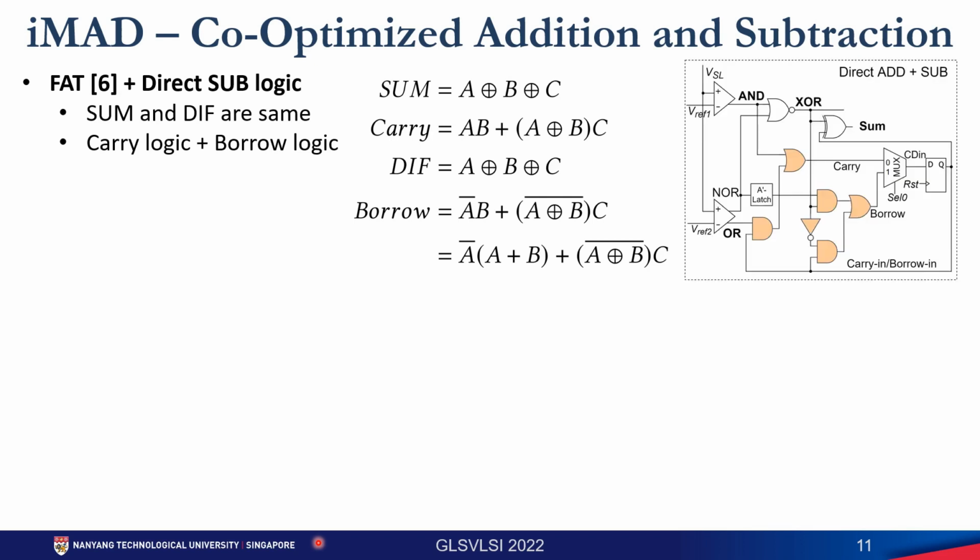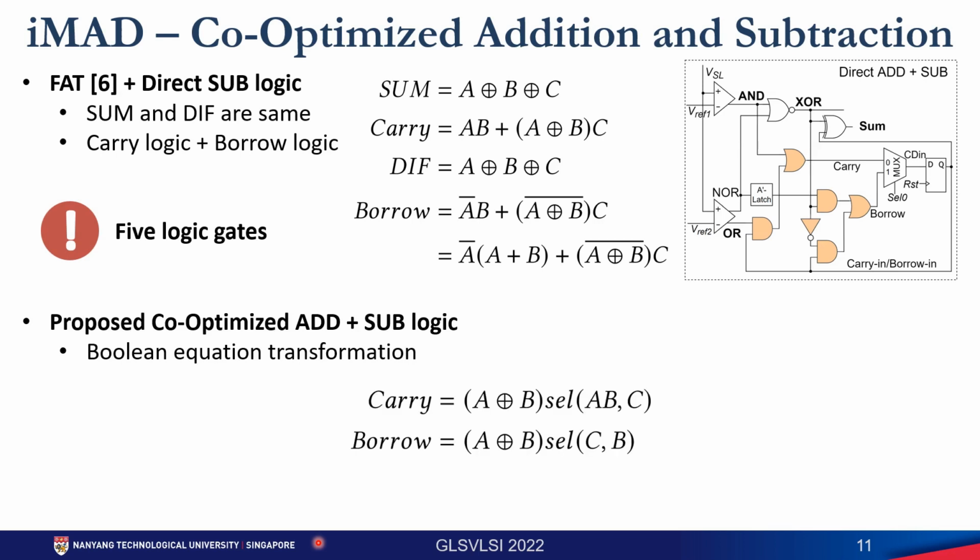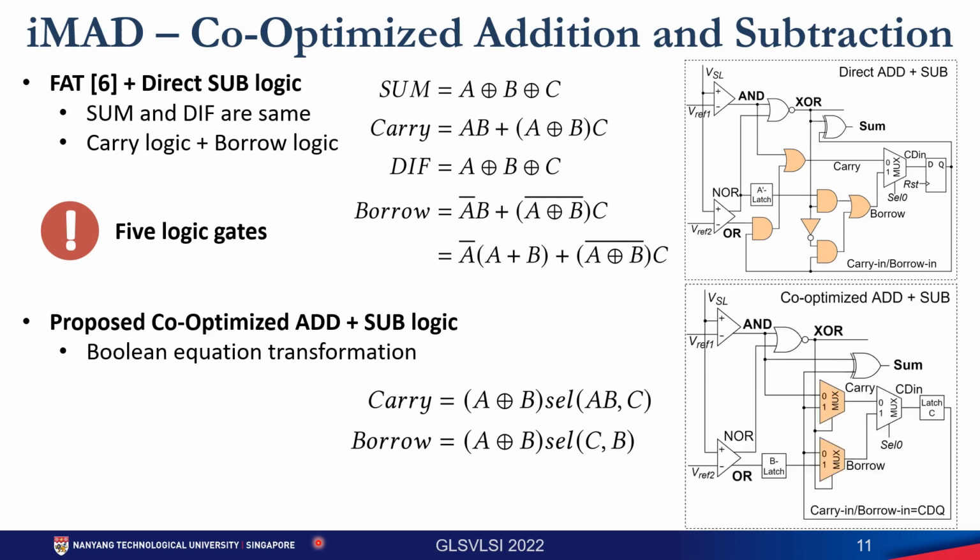As the graph on the right shows, the direct implementation results in 5 logic gates to generate the carry and the borrow. To reduce the overhead, we propose to co-optimize the addition and subtraction logic. Through Boolean equation transformation, we obtain the following equations for carry and borrow generation. As the circuit shows on the right, now we only need 2 multiplexers instead of 5 logic gates. The proposed method is more area efficient.